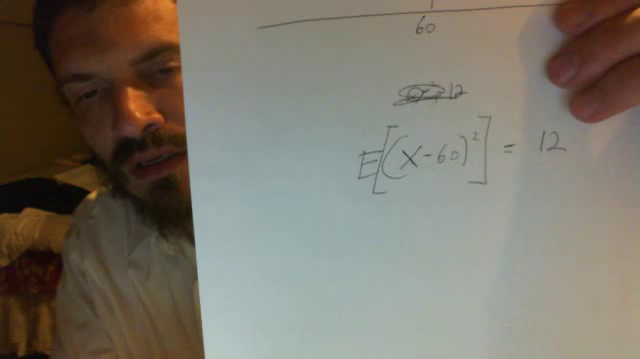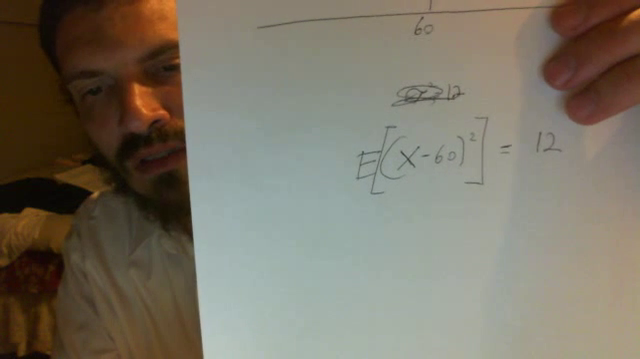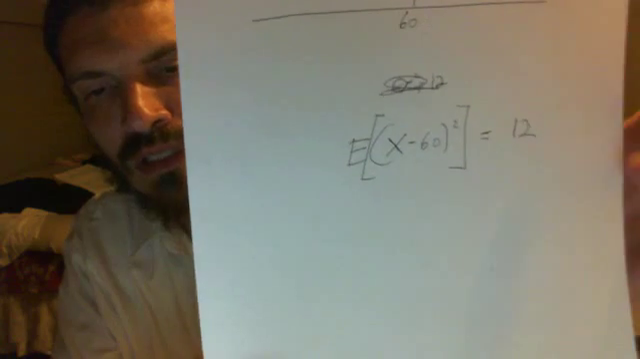So here we're giving a suggestion. This is the idea again of the inequality, to put it in precise language. It's the same question as above. I'm giving you information. I'm telling you this fact: E of (x minus 60) squared is equal to 12.